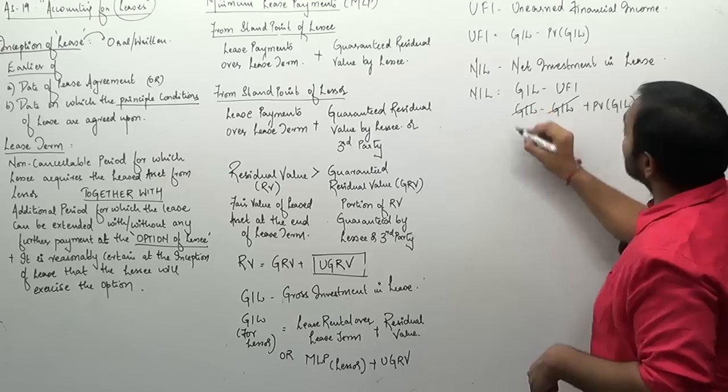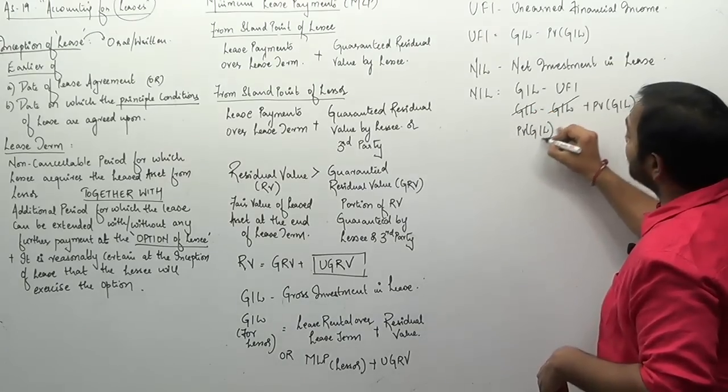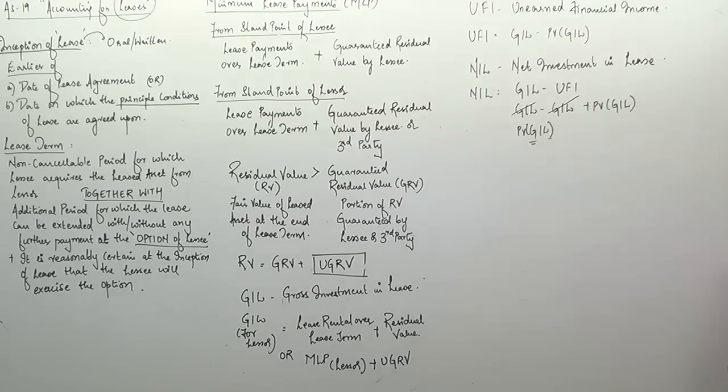This GIL gets cancelled. So NIL can be given as present value of GIL. I can simply say net investment in lease is the present value of gross investment in lease. Instead of calling it GIL minus unearned financial income, I can simply say it is present value of gross investment in lease. These are three formulas which we need: GIL, unearned financial income, and net investment in lease.